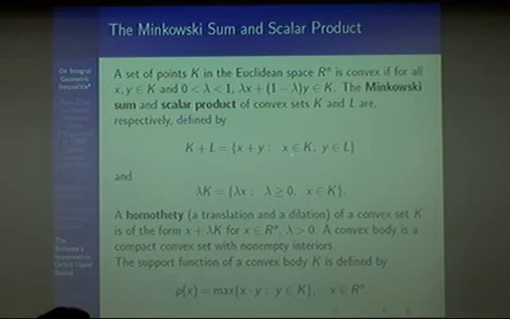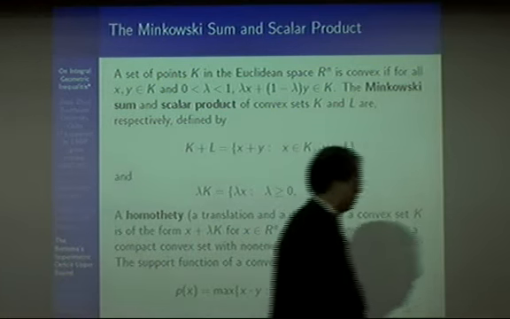Then what's the scalar product? The scalar product is just lambda K, where lambda is positive. Homothety of a convex set is a form of this. This just means a translation and a dilation. What are a translation and a dilation?